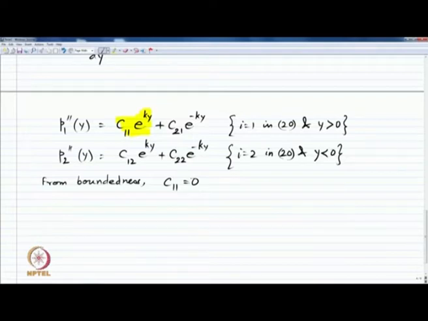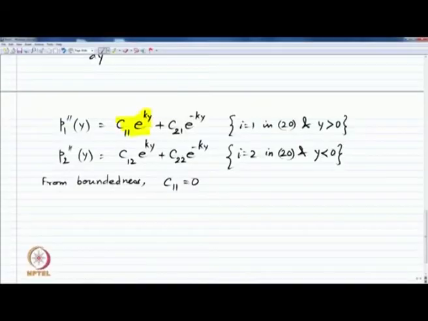C21 not being 0 is okay, because the e power minus ky function decays away exponentially for all y greater than 0. So, C21 does not have any constraint on it, but C11 has to become 0.